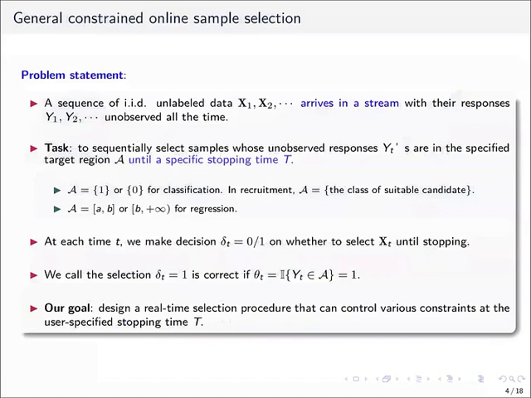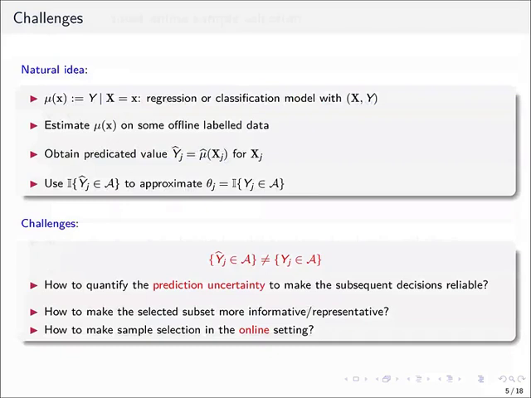And we formulate the problem as a general constraint online sample selection. A sequence of i.i.d. unlabeled data arrives in a stream with their response unobserved all the time, and at every time t, we should make decisions delta t on whether to select it or not until stopping. And we want to design a real-time selection procedure that can control various constraints at user-specified stopping time.